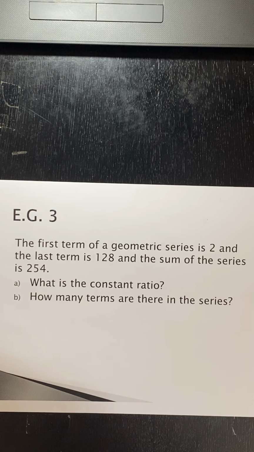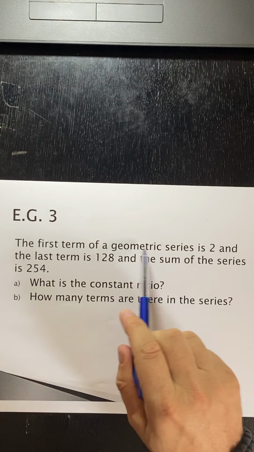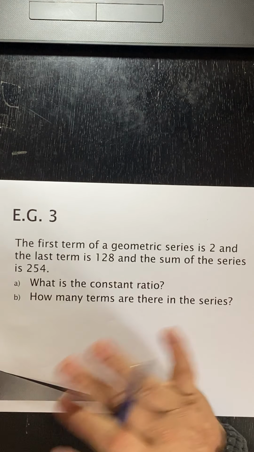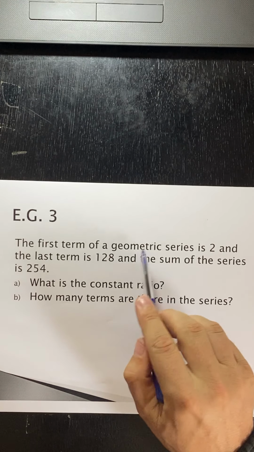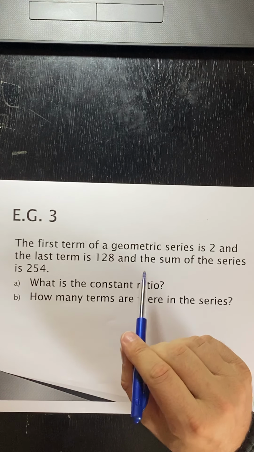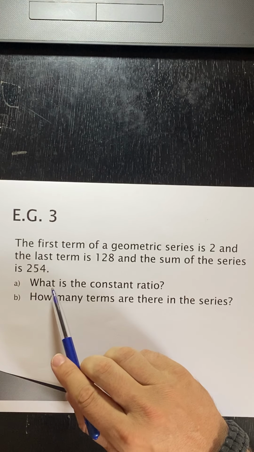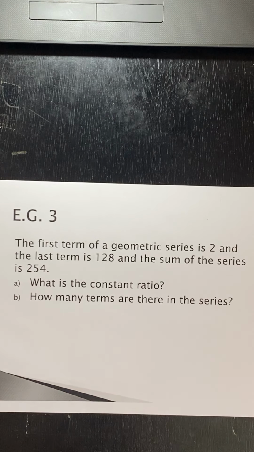Example 3. The first term of a geometric series is 2. They've told us it's geometric, so we don't have to worry about any arithmetic stuff here. The first term is 2, and the last term is 128. And the sum of the series is 254. Question A, what is the constant ratio? This one is a little bit involved, but it's okay, we will work through it slowly.